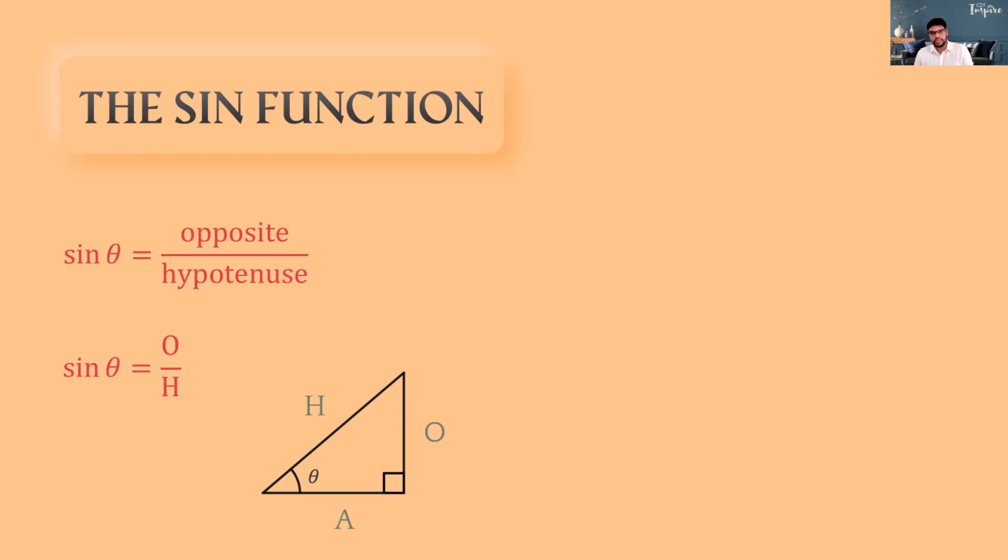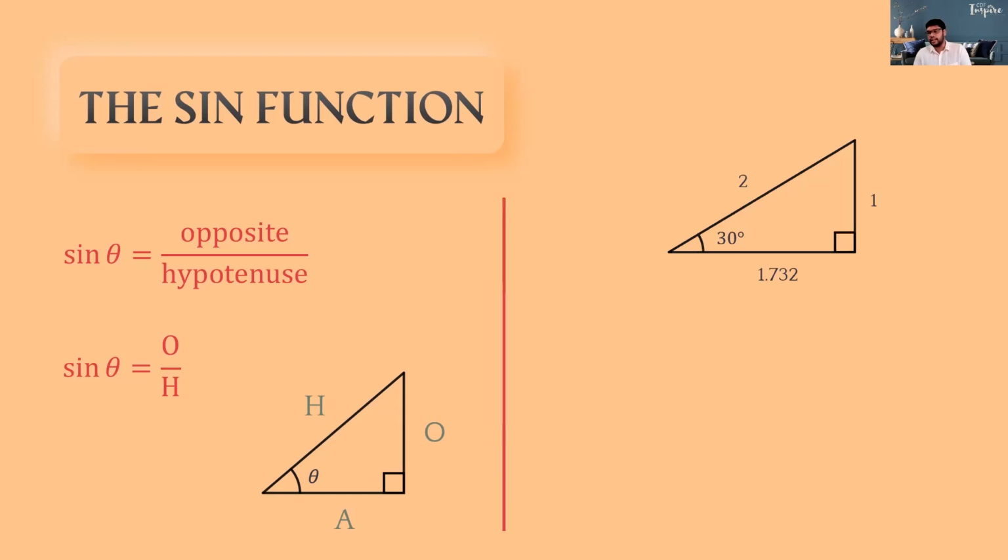hypotenuse. Now children, here's a right angle triangle, and I have drawn this to scale. If that side is 1 and the hypotenuse is 2 and the angle is 30 degrees, this length will come to 1.732. You can see here I take sine theta, which is opposite over hypotenuse. The angle in focus is the 30-degree angle, and from this angle the opposite is 1, the hypotenuse is 2. Can you see that, children?